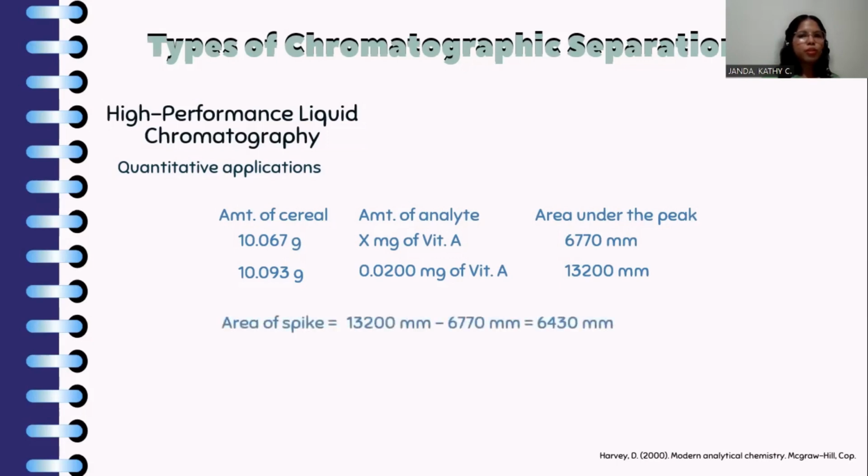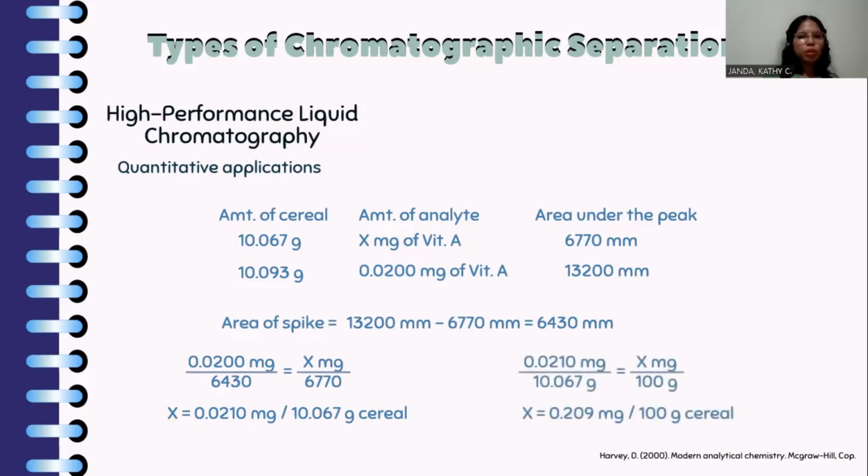We can use the difference of the peak areas to solve for the unknown by equating the ratio of the amount of spike to its peak area to the ratio of the unknown and to its peak area. Solving for x would lead us to obtain 0.0210 milligrams. However, that is only for the 10.067 grams of cereal sample.